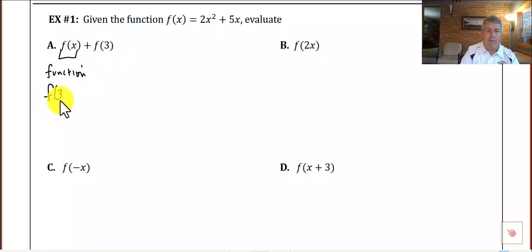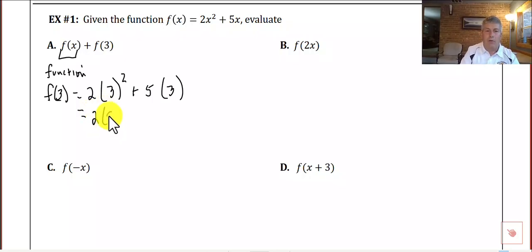So f of 3 is equal to 2, and we put 3 in for x, 2 times 3 squared plus 5 times 3. Notice I protect my input with parentheses, and so 3 squared is 9, plus 15, and 18, and 15 is 33. Well, that's just f of 3, but now we want to add f of x to it, so our final answer then becomes 2x squared plus 5x plus 33.